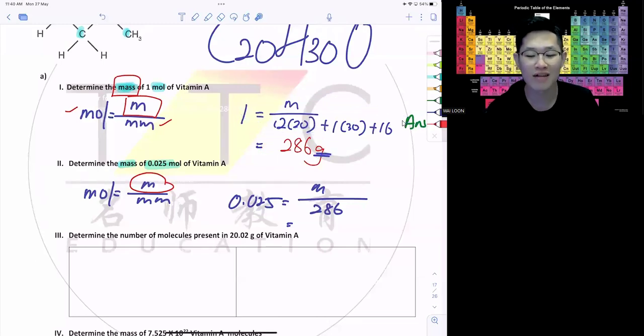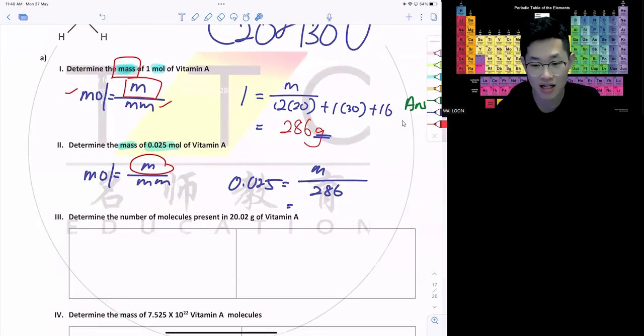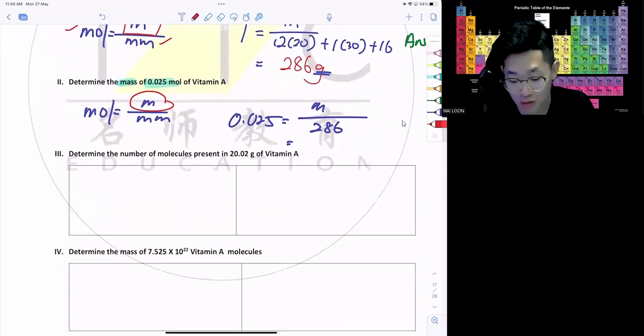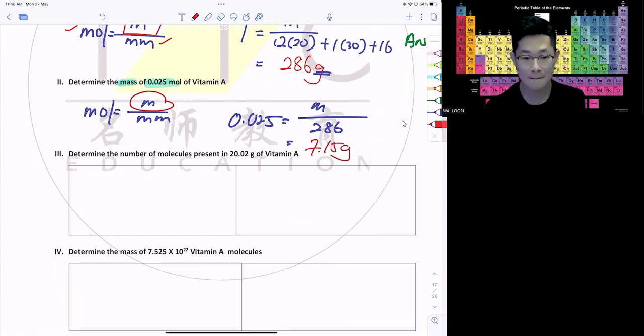And then only write unit for the last final answer. Try not to put any unit here, guys. If you are not very good with unit, don't put unit here. You only put unit for the final answer. Okay. So this one I get 7.15 gram.